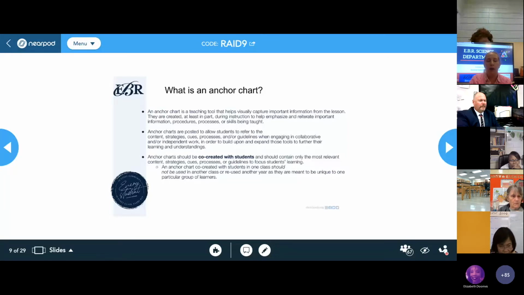We all know that our concepts are broken into DCIs, the disciplinary core ideas. So basically your anchor chart should focus on the disciplinary core ideas. It should be co-created with students in one class and should not be used in another class or reused another year. They are unique to that particular group of learners. So when your students come for second block, you can't say, "Oh, well, I created this with first block and this is the one we're going to use." Those students in second block need to create their own anchor chart with their own ideas, their own pictures, their own drawings.